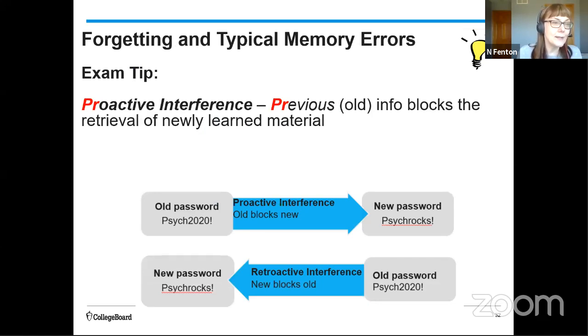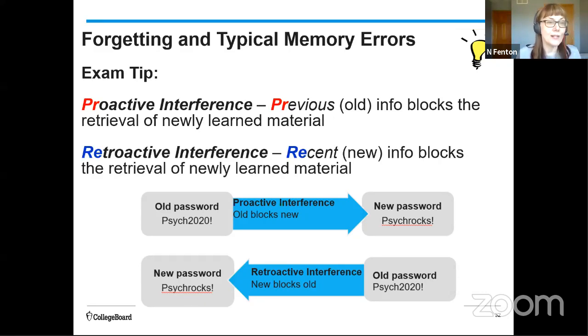So here's another little tip. If you want to write out proactive, the first two letters, PR, are also in previous. Old blocks new, you can't remember the new. New blocks old, can't remember the old. So with retroactive, you have RE for recent.